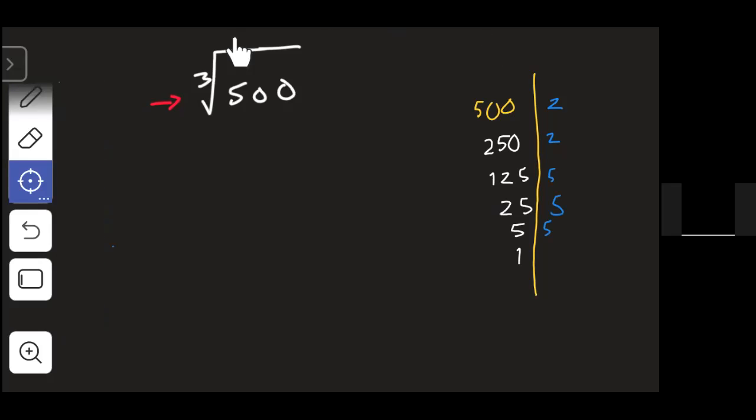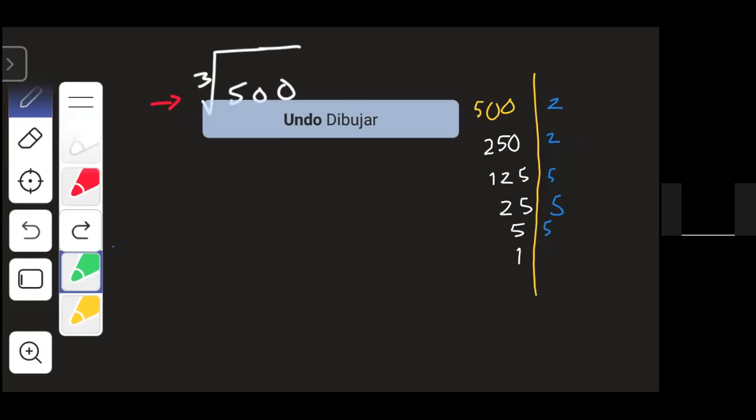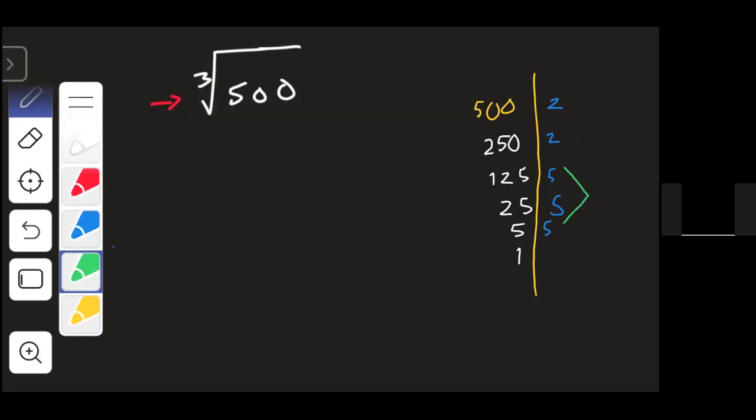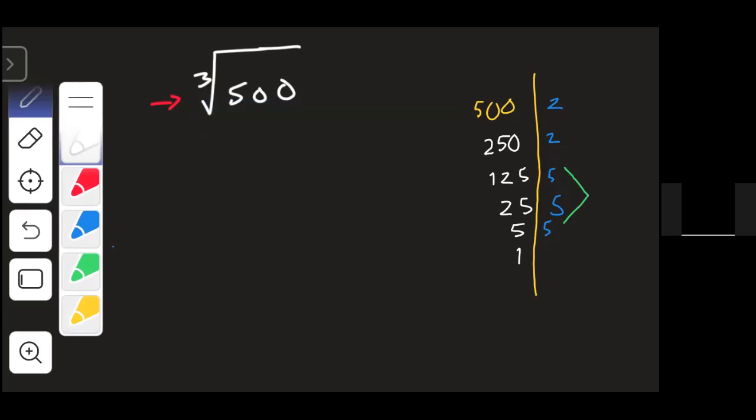So now, guys, look at the index and make groups according to this index. It's a cube, so you're going to make groups of 3 with the same number. Take a look, I only have two 2s, so I cannot make a group. But here I have three 5s, 5, 5, and 5. Instead of having that, I'm going to have 5 to what power? The third power, 5 cubed.